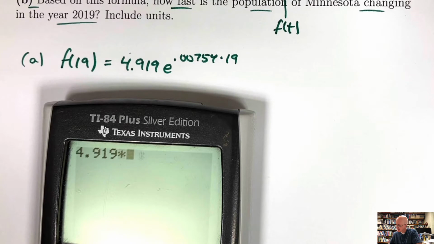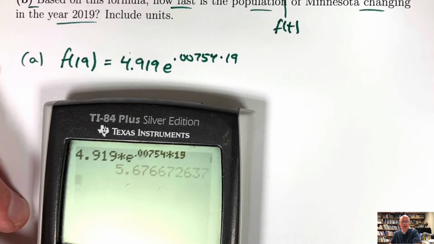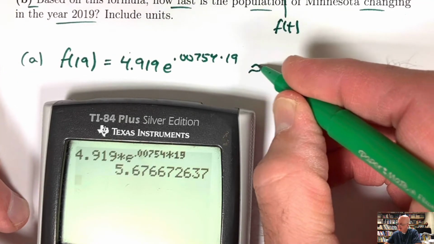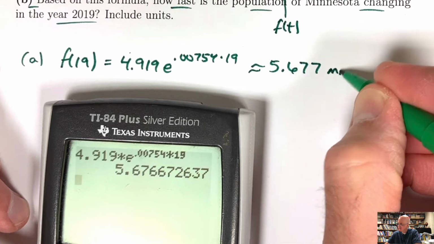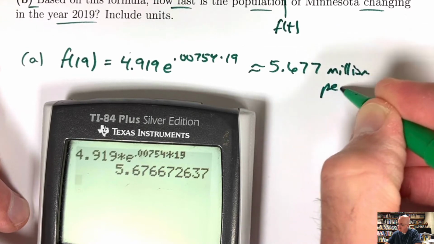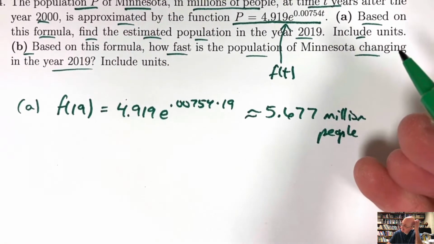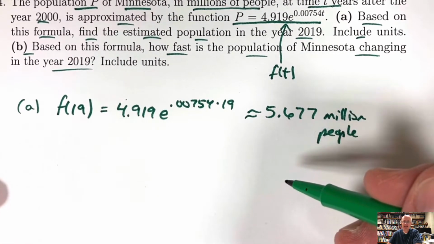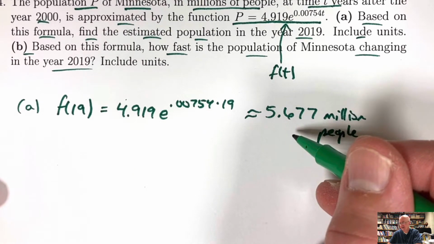4.919 times e to the 0.00754 times 19 power. Make sure I type everything correctly. I think that looks good. About 5.677, if you round it, million people would be the units. You could go ahead and look it up and see how accurate this is. This is a model. It's not going to be completely accurate. And to tell you the truth, if I had to guess, is this too big or too small? I would guess maybe too big, though that could be wrong.